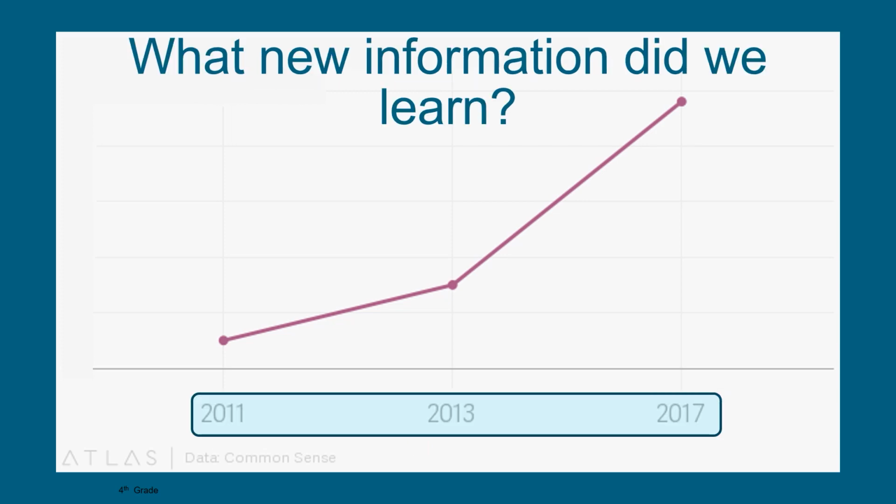What new information did we learn? Look at the bottom of the graph. We were given information for the x-axis. The x-axis is the data that is across the bottom of the graph. We were given new information about time. What unit of time do you think the graph shows? Minutes, hours, weeks, years? The graph is showing us years. It shows us data from 2011, 2013, and 2017.